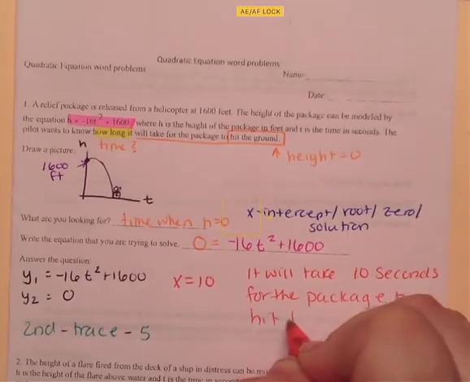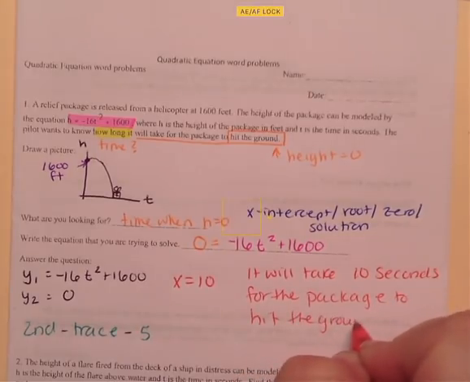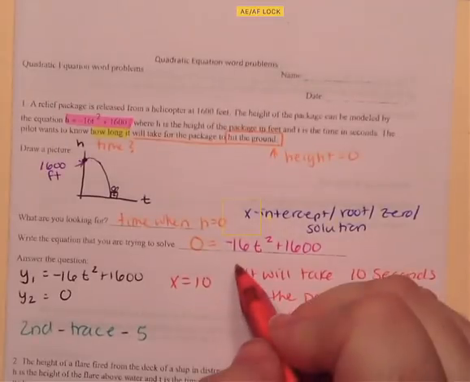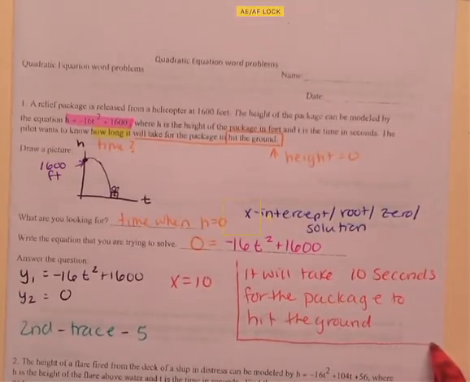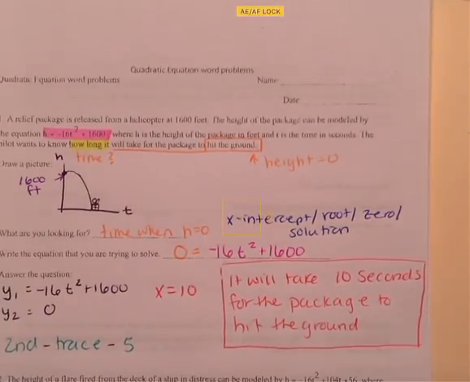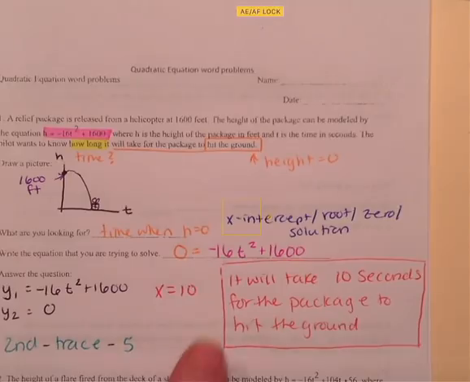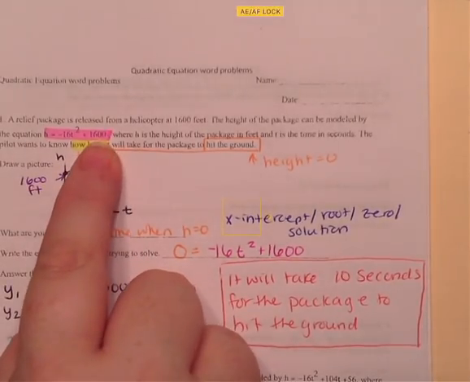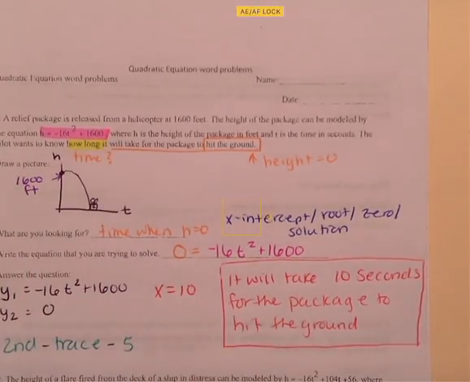And we can make sure that this makes sense because it's something falling, and it's not too high up in the air. It's 1,600 feet. A mile is 5,280 feet, so it's not even a mile in the air yet. So it should not take that long for it to hit the ground. So 10 seconds is a good time.